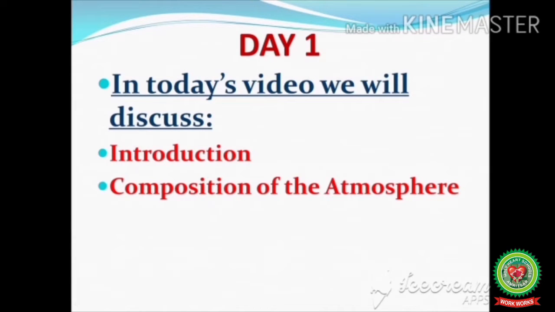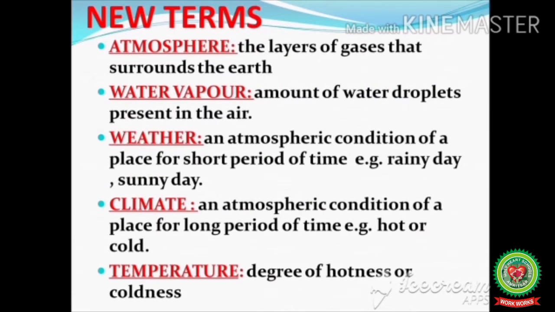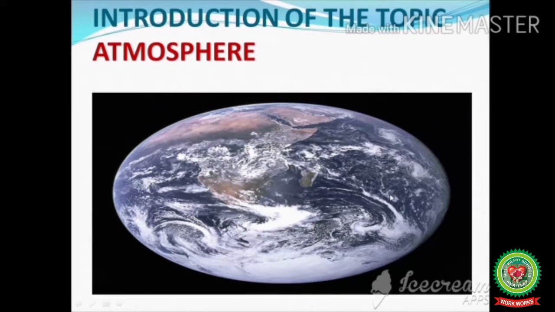Today is day 1. In today's video, we will discuss introduction and composition of the atmosphere. Let's discuss the new terms that you are going to learn in this topic. Atmosphere, the layer of gases that surrounds the earth. Water vapor, amount of water droplets present in the air. Weather, an atmospheric condition of a place for a short period of time, for example rainy day, sunny day. Climate, an atmospheric condition of a place for a long period of time, for example hot or cold. Temperature, degree of hotness or coldness.